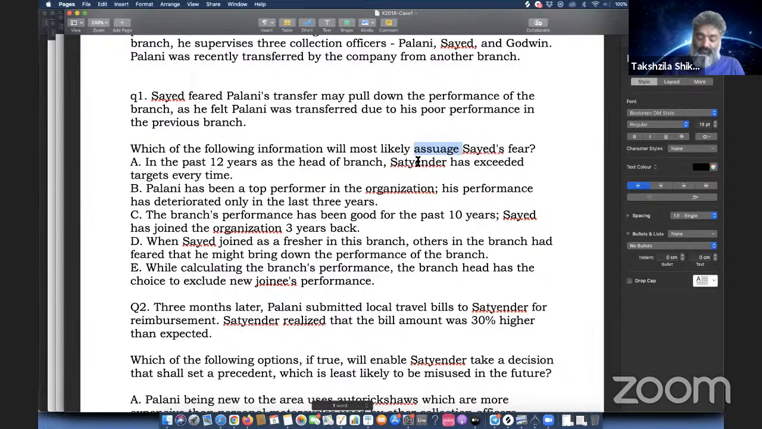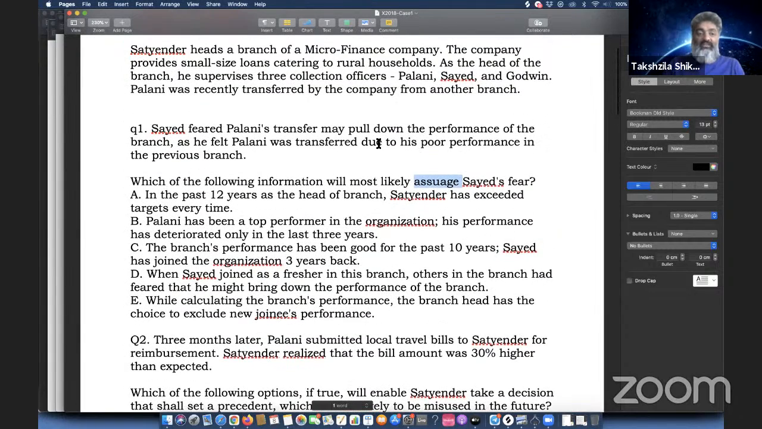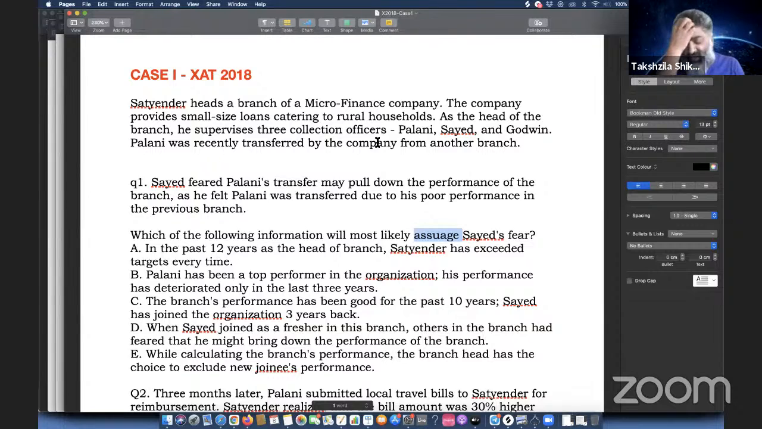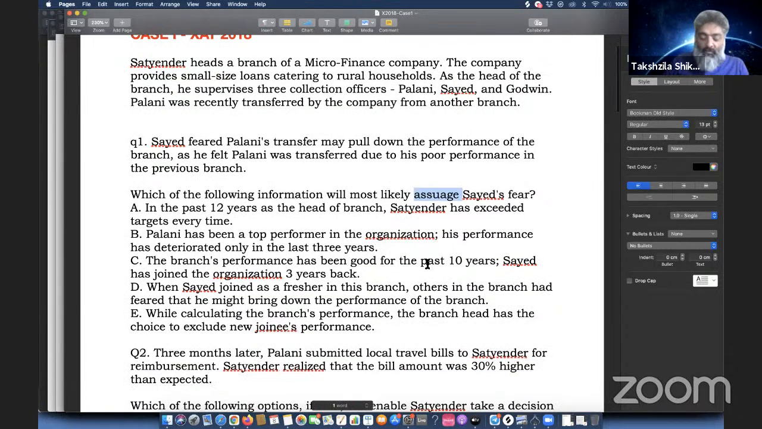Which one? This is a XAT 2018 exam question, so it will be there in almost all courses, I think. Yash says E, Mahindra says E, Shravani says E, Anubhav says A.